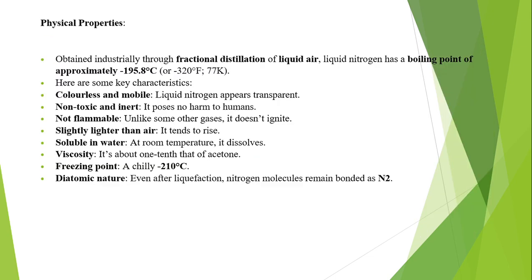Physical properties. It is obtained industrially through fractional distillation of liquid air. Liquid nitrogen has a boiling point of approximately minus 195.8 degrees Celsius, which in Fahrenheit is minus 320, and in Kelvin it is 77. Key characteristics of liquid nitrogen: colorless and mobile, non-toxic and inert, not flammable, slightly lighter than air, soluble in water, and its viscosity is about 1/10 that of acetone. Freezing point: it will freeze at minus 210 degrees Celsius. Diatomic nature: even after liquefaction, the nitrogen molecules remain bonded as N2.